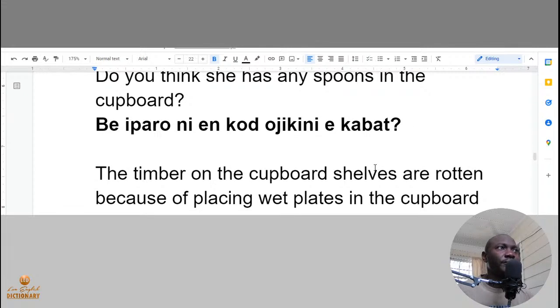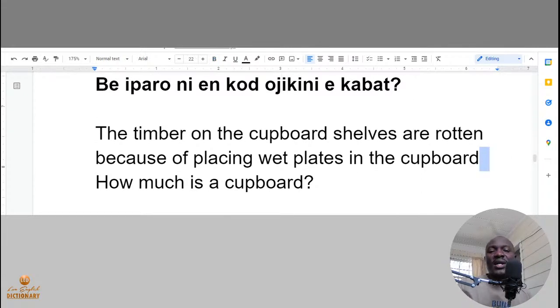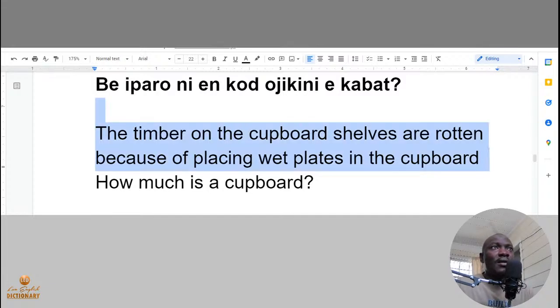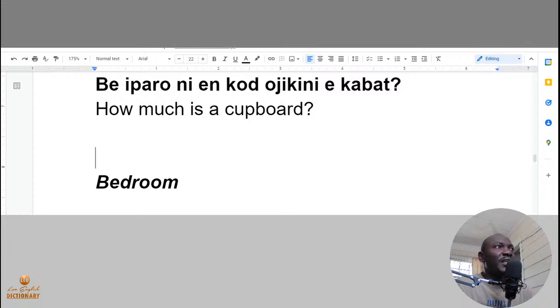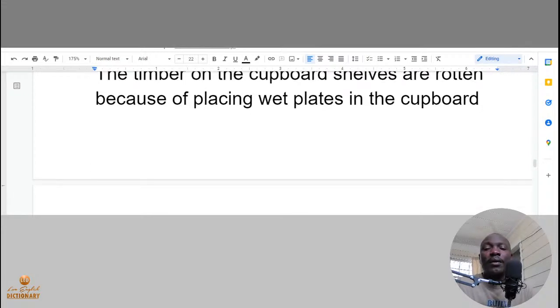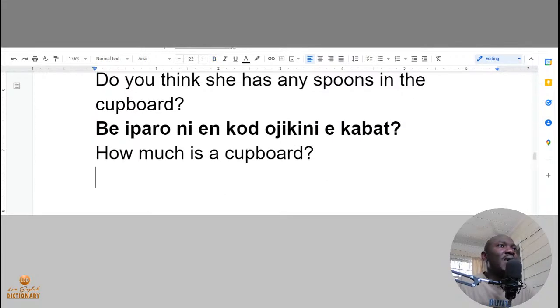Good. Then, this one is a long one. I think I do it last. Let me remove it and do it last. Let me put the other one here. How much is a cupboard?